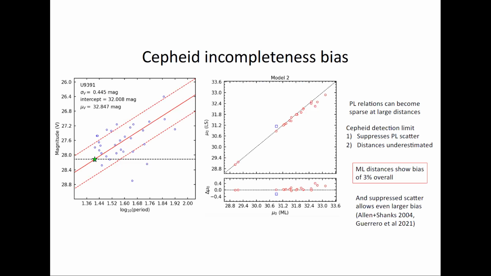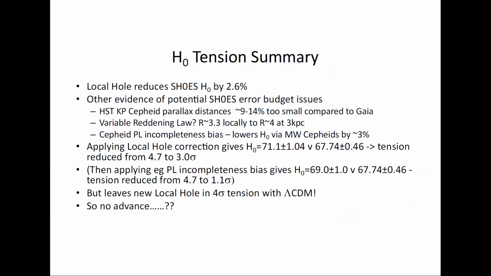That's Cepheid incompleteness bias. But some of these Cepheids at the more distant end have very sparse period luminosity relations from the Hsu's data, and that can make quite an offset, at least at the very most distant end of Adam's Cepheid scale.